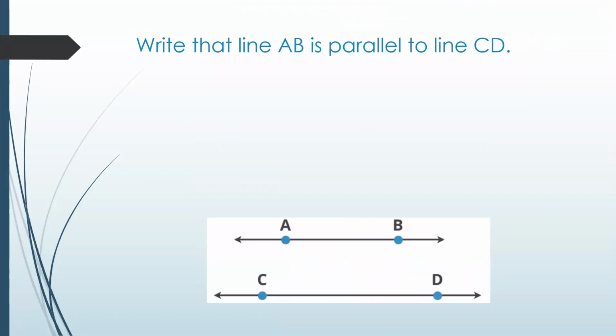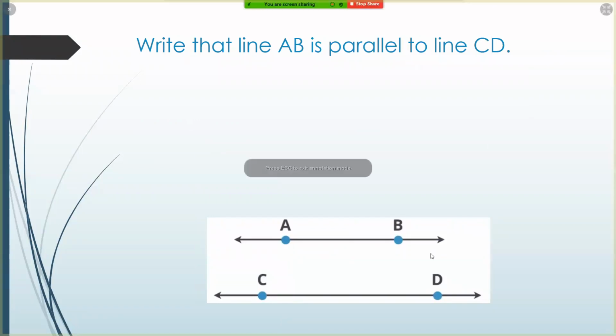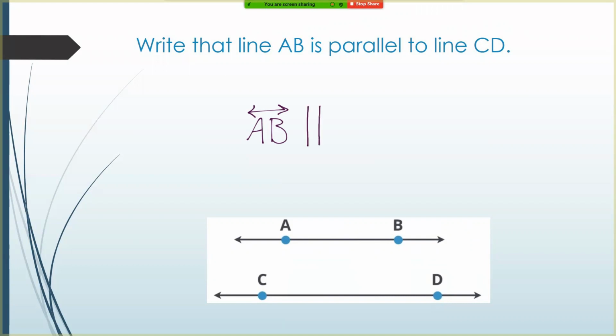On the next slide, we're going to write that line AB is parallel to line CD. When I write that AB is parallel to CD, I'm going to write AB and put our line symbol above it. That's line AB. When we write that 2 lines are parallel to each other, we use just 2 little straight lines, like many parallel lines, but we don't have to put arrows on both ends in this case.